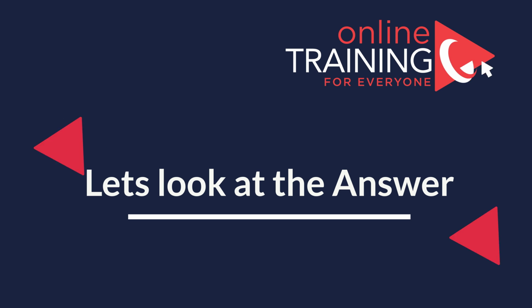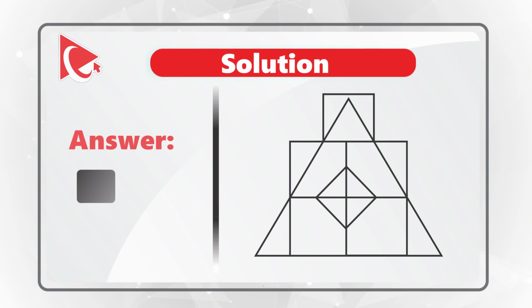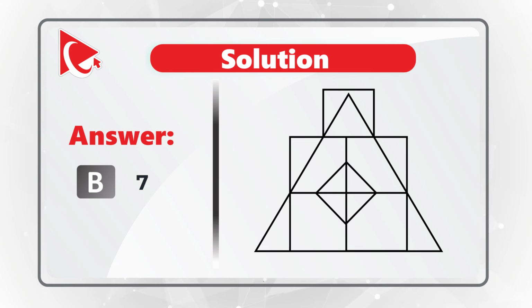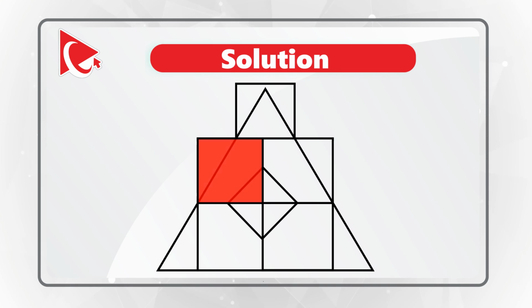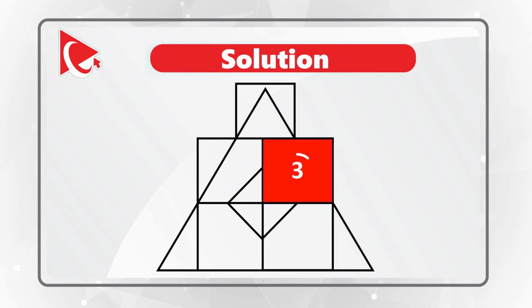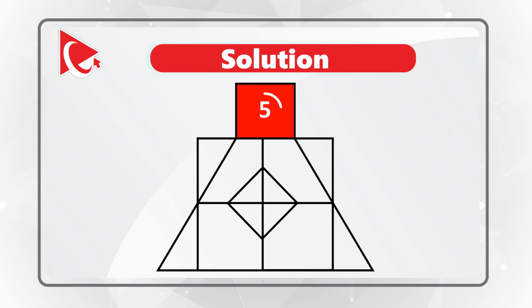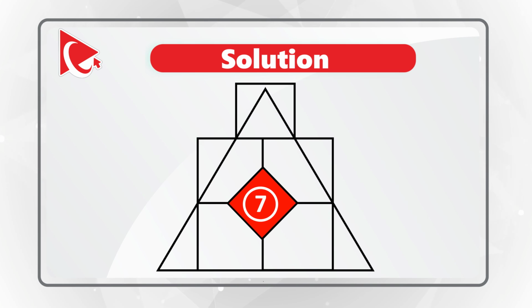Let me show you the final answer. I counted 7 squares in the picture. Here are all the squares. 1, 2, 3, 4, 5, 6, and 7.